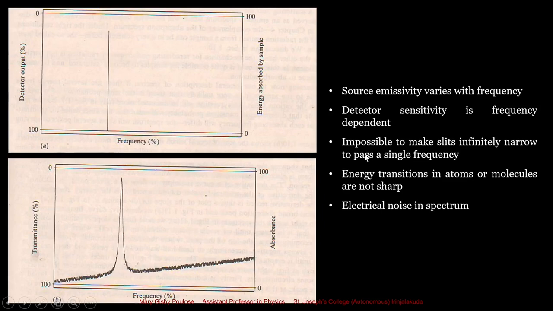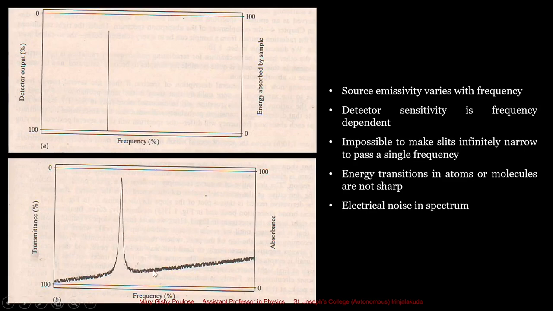Another factor is that it is impossible to make slits infinitely narrow to pass a single frequency. So in this earlier figure, we said that by using a slit, I can narrow the range of frequencies falling onto that grating and then falling onto that detector. But I cannot make the slit size infinitely narrow. I have a difficulty to make it infinitely narrow. I can make it narrow only up to a nanometer dimension. And hence, this will create a finite thickness in the spectral width.